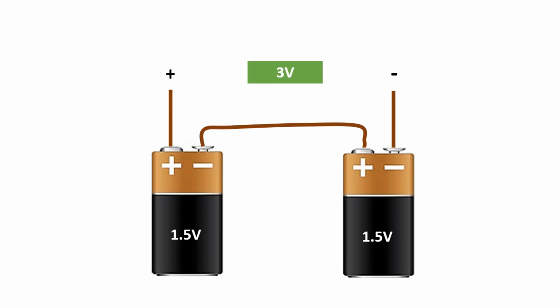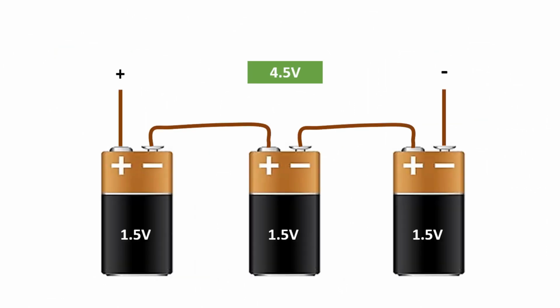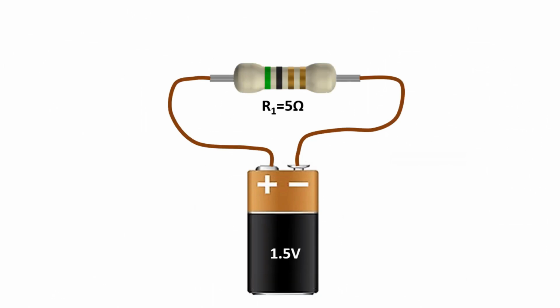When we connect two 1.5 volt batteries in series, we get 3 volts. And when we connect 3 batteries in series, we get 4.5 volts. Now let's look at how to find the voltage in series-connected circuits.